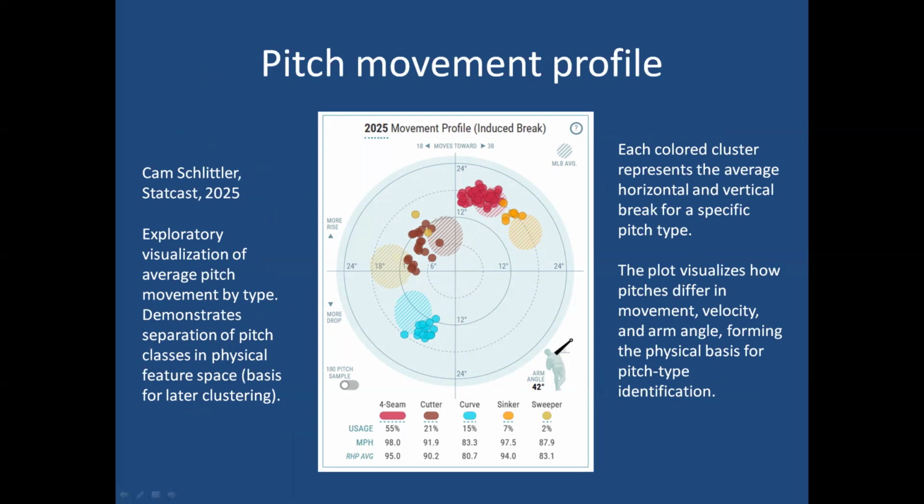Movement differences form natural clusters even before machine learning is applied. This provides intuition for what PCA and clustering aim to model. Pitches of different types occupy different regions of movement space. So you're going to see some obvious ones like curveballs are going to end up low. Cutters move side to side. Fastballs can rise. In his case, he throws a lot of high sinkers. This is just to give you an example of pitch visualization. There's a lot of cool data out there right now.